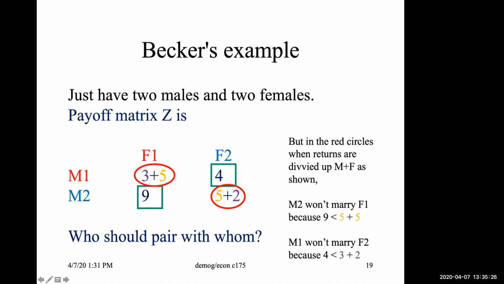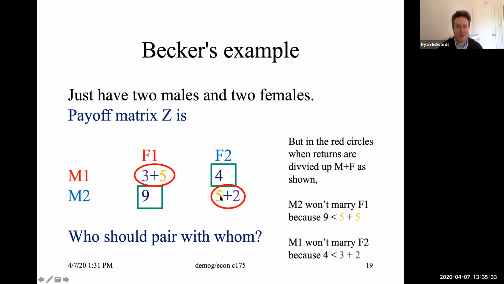But from M2's perspective, does it choose F2 because it personally gets 5 versus 3? Yes, it personally gets 5. M2 sees that if it went with F1, it would only have 9 to split between it and F1. F1's currently getting the 5 in this union, and M2's getting the 5 in that union. So it's a tough thing here. In their red circle marriages, they're getting a total of 10. If they went to the green square marriage, they would get a total of 9.